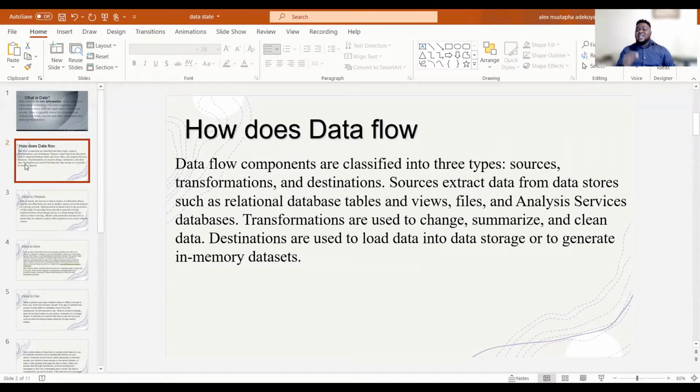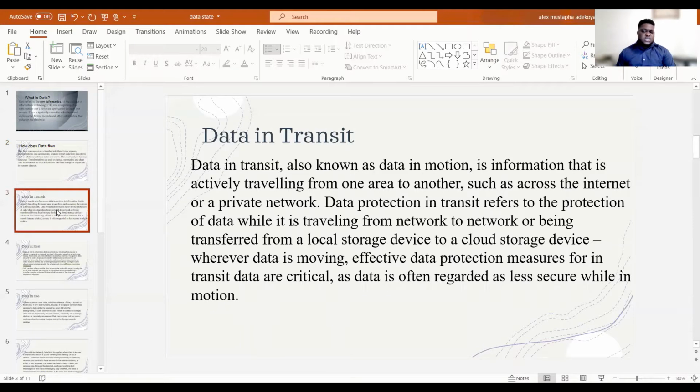Data flow components are classified into three types. We have the sources, the transformations, and the destinations. Sources extract data from data stores, such as relational databases, tables and views, files, and analysis services. Transformations are used to change, summarize, and clean up data. Destinations are used to load data into data storage or to generate an in-memory data set. Now, back to the discussion.